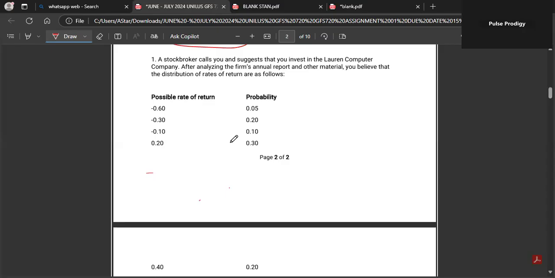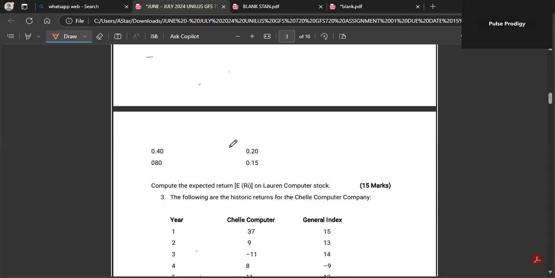So P, we have the 0.05, 0.20, 0.10, 0.30, 0.20, 0.15. Okay, so they want us to calculate what? The expected return on Lorraine computer stock. So we have it at 15 marks.